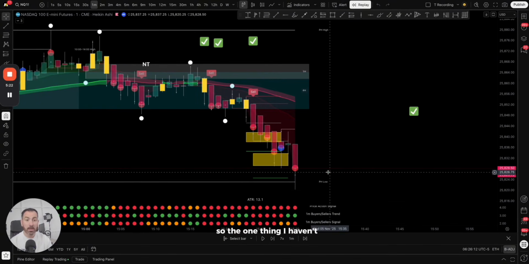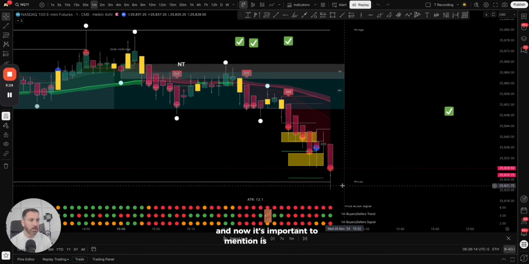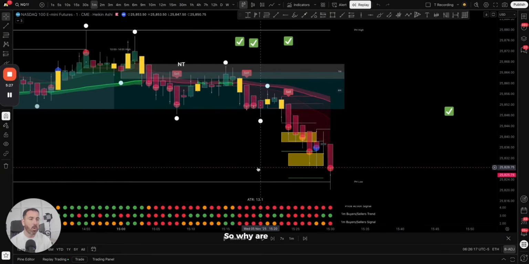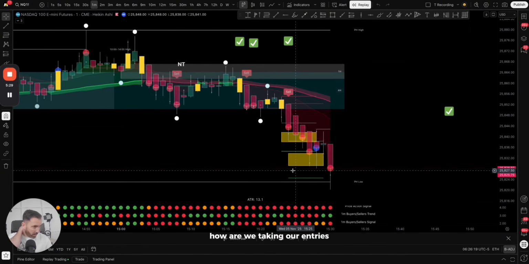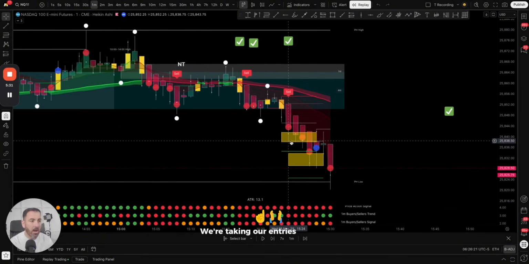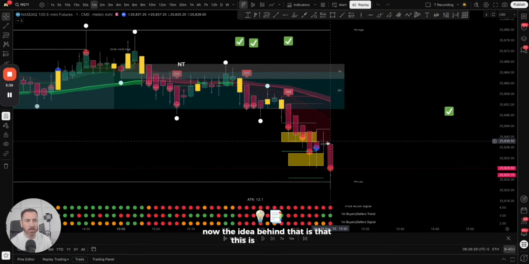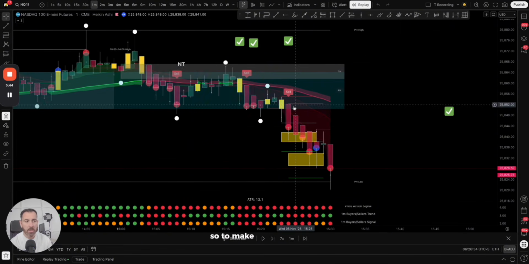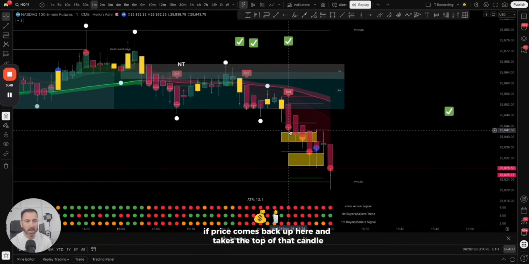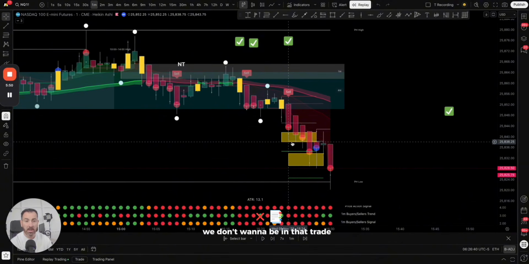So the one thing I haven't mentioned, and now it's important to mention, is our entries. How are we taking our entries? We're taking our entries one tick after the sell signal. Now, the idea behind that is that this is a stop order, and this is what's important. We're using an order to make sure that if price comes back up here and takes the top of that candle before it enters us in, we don't want to be in that trade.